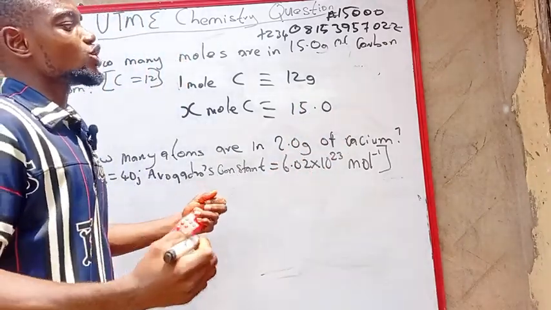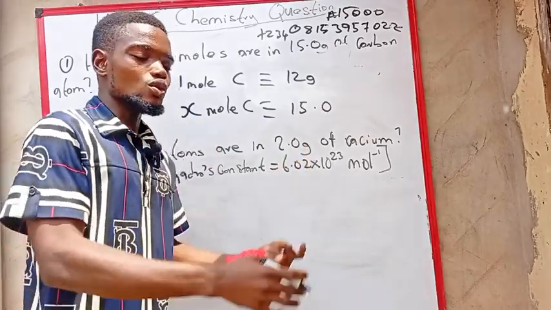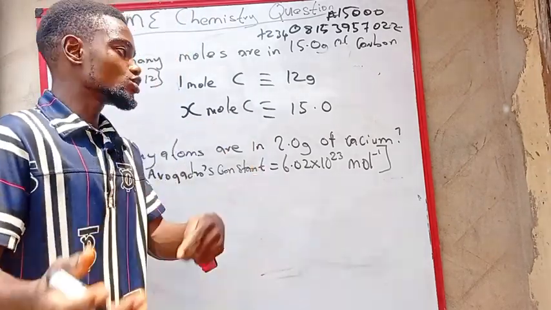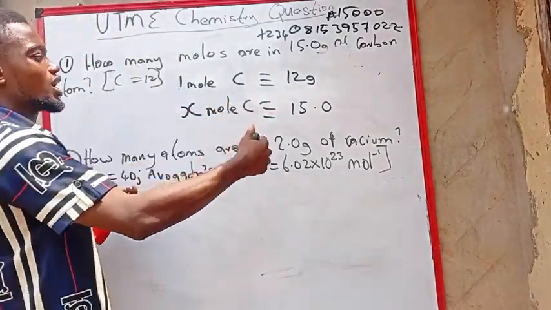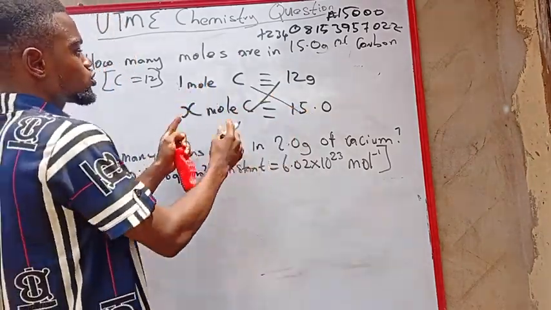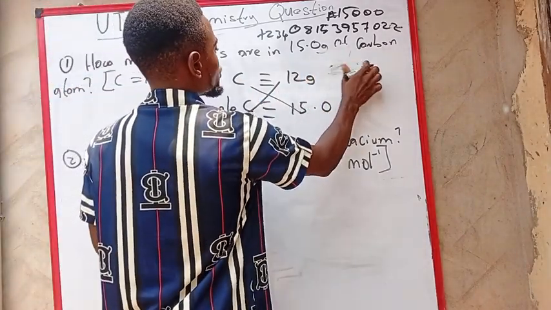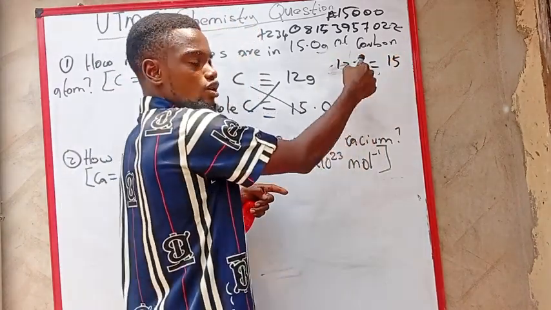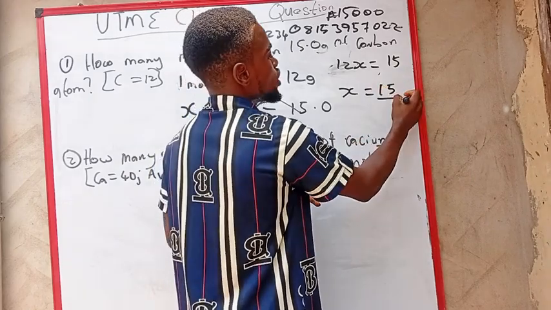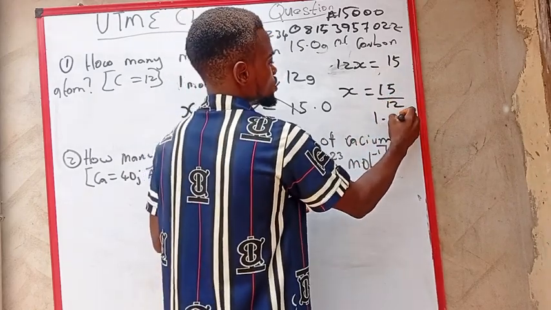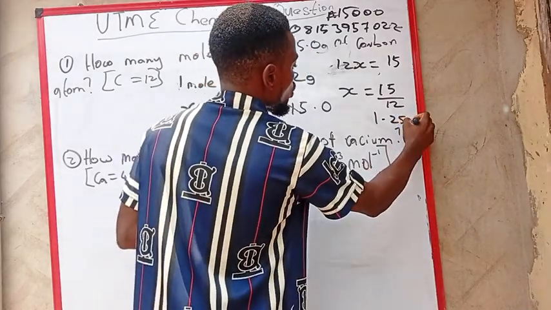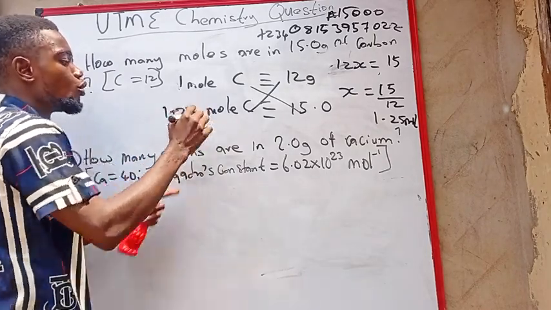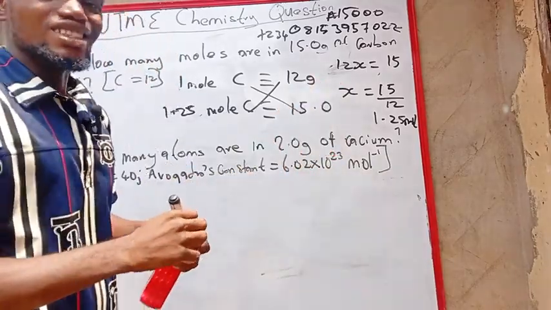So we are now looking for x mole of carbon that is going to be equal to 15.0. Just like you know that 60 seconds make 1 minute, if they ask how many minutes 20 seconds is going to make, you have to do direct proportion. Now in this case, you cross multiply. So 12x is equal to 15. Now looking for x, you divide both sides by 12. When you divide 15 by 12, you're going to have 1.25 mole. So 1.25 mole of carbon is equal to 15.0 gram.